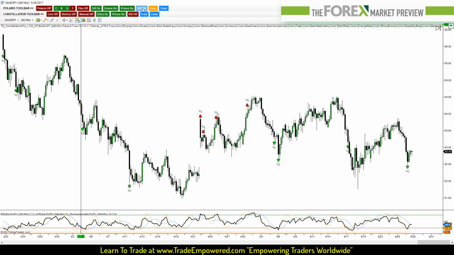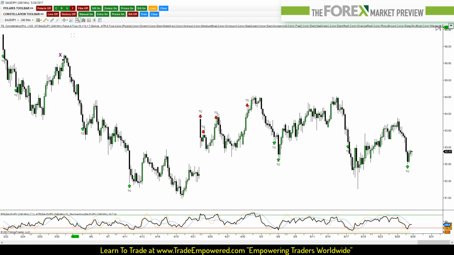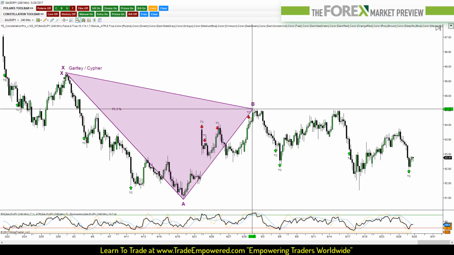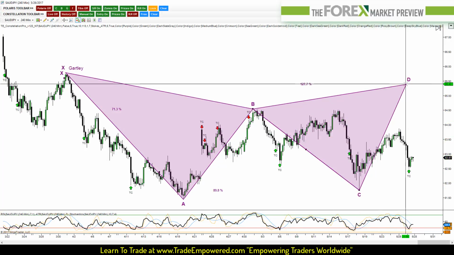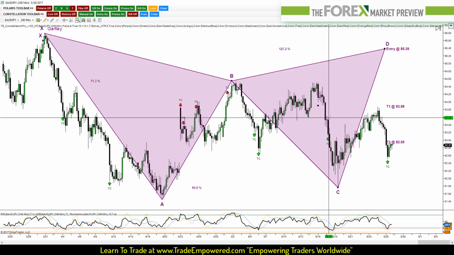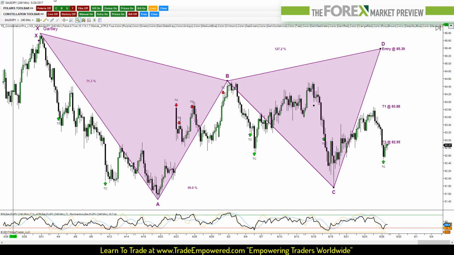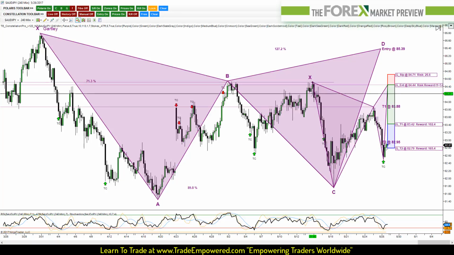Again, if we look at our first one, starting our X leg right up here, we're looking at a potential X to A to B, B to C, and a potential CD completion right up here for a potential bearish Gartley formation at 85.39. If we zoom in a little bit and look at this most recent move, we're also setting up a smaller potential advanced pattern formation right in here.